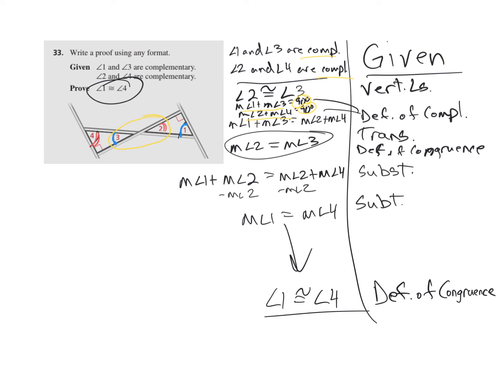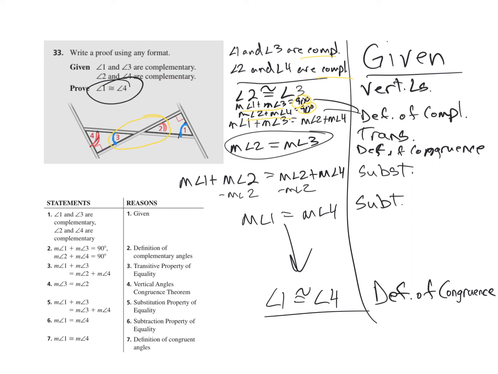So let's take a look and see what the book had. Okay, so there you go. You have how they did it. Pretty close to how I did. I did the vertical angles before I did anything else. And it pretty much went about the same way. There you go.